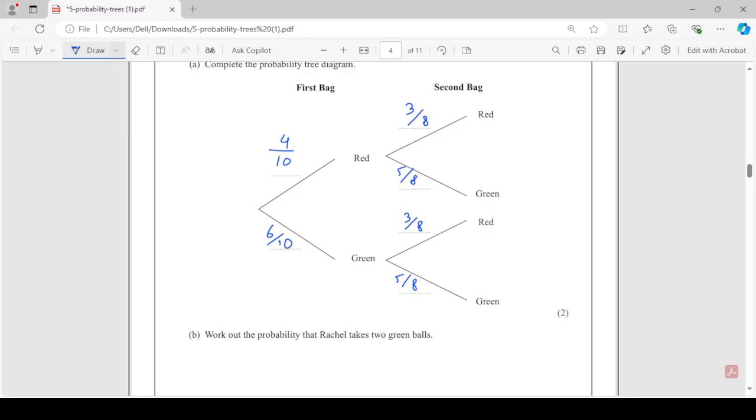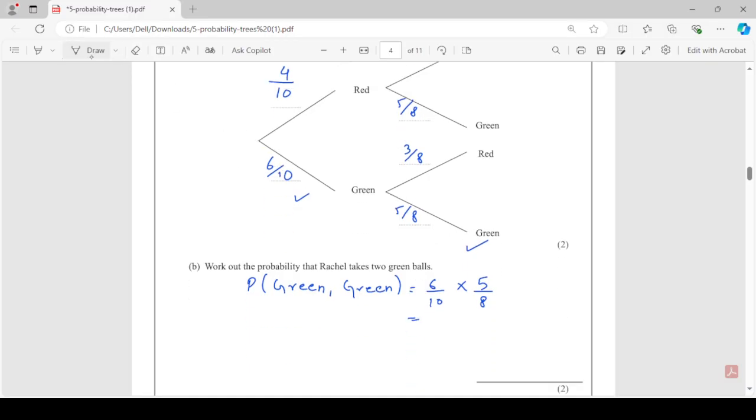Part B. Work out the probability that Rachel takes 2 green balls. Green and green. 6 times 5 is 30. 10 times 8 is 80.